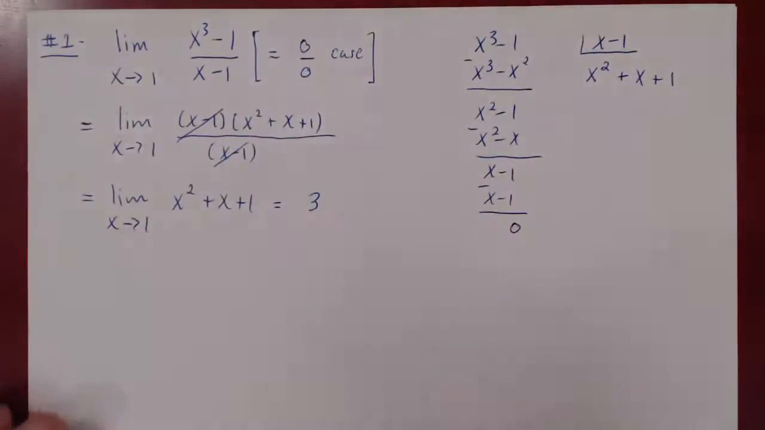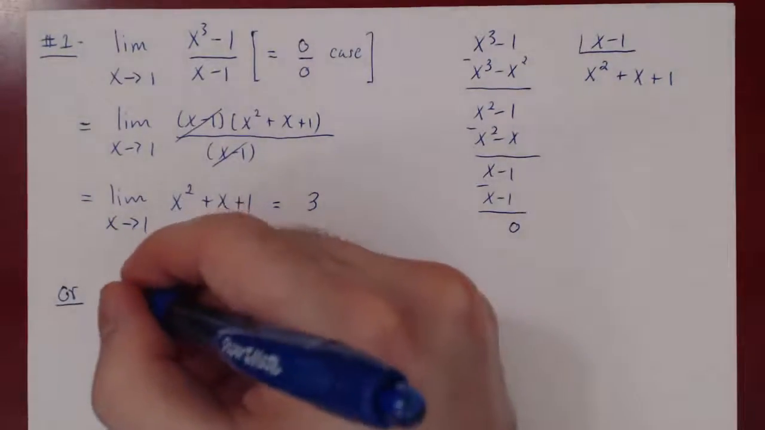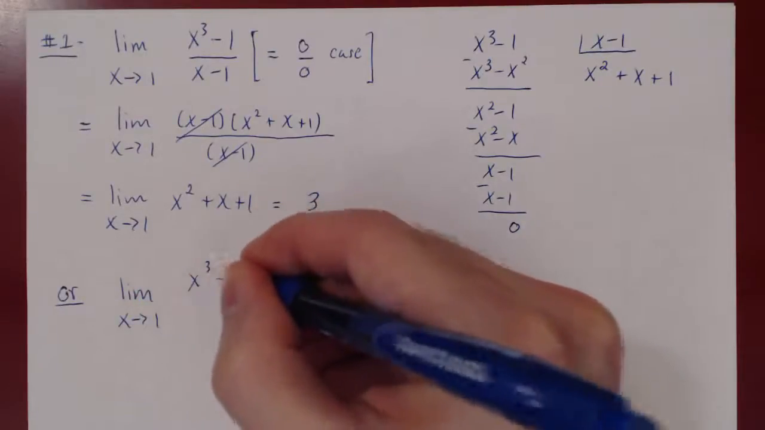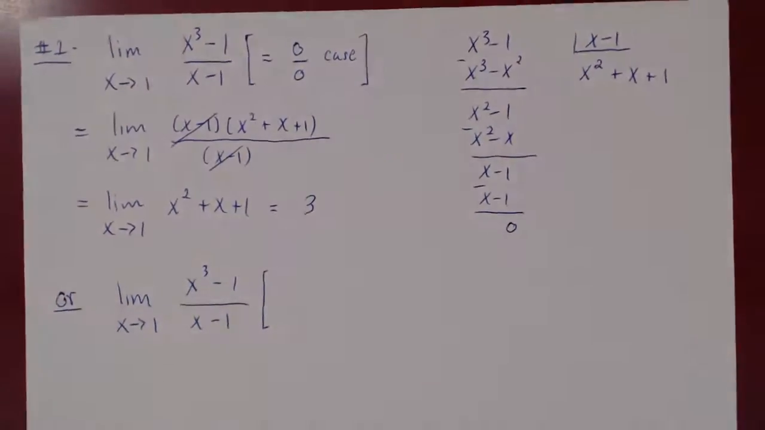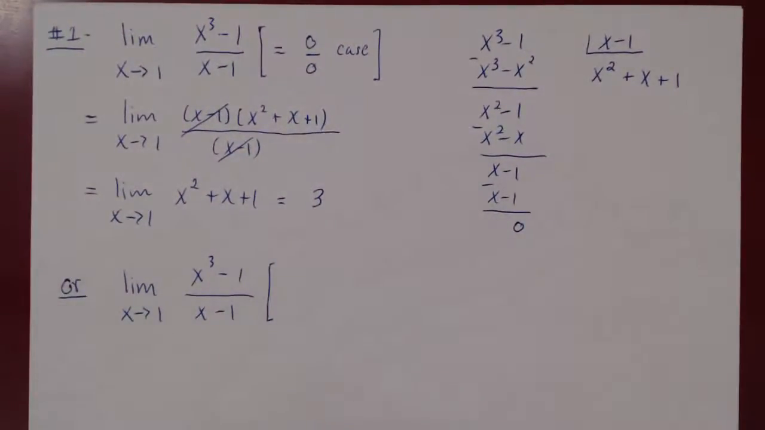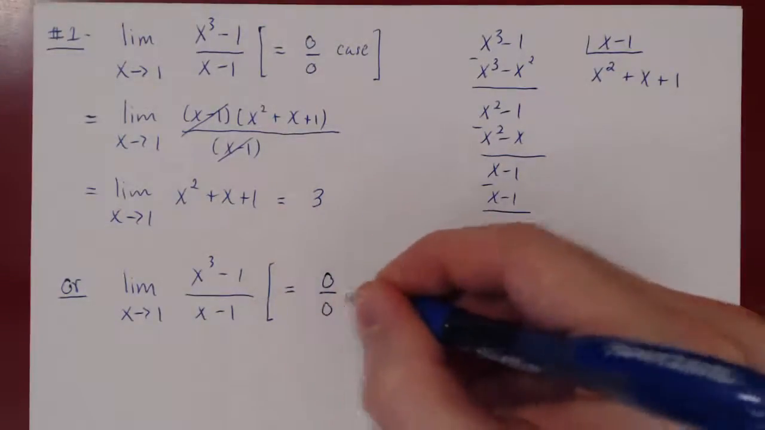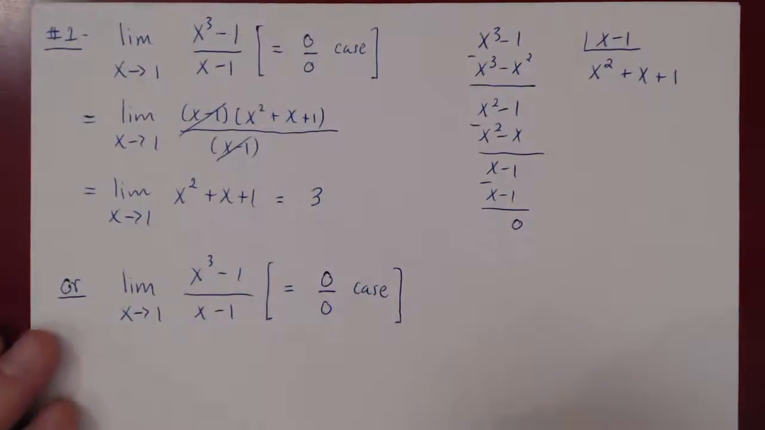Let's rewrite the problem. So we have the limit as x approaches 1 of x cubed minus 1 over x minus 1. As always, you can only use L'Hopital's rule if you have a 0 over 0 case or an infinity over infinity case. So looking at what case we have is crucial if we hope to be able to justify applying L'Hopital's rule. As we said before, we have a 0 over 0 case, so we can here use L'Hopital's rule.